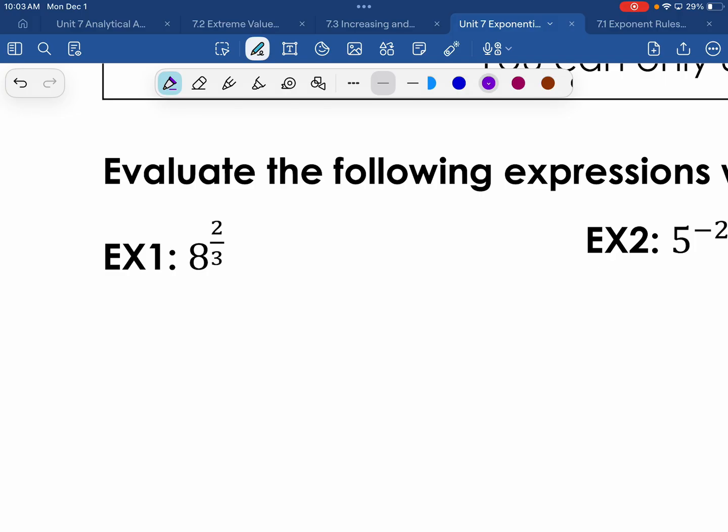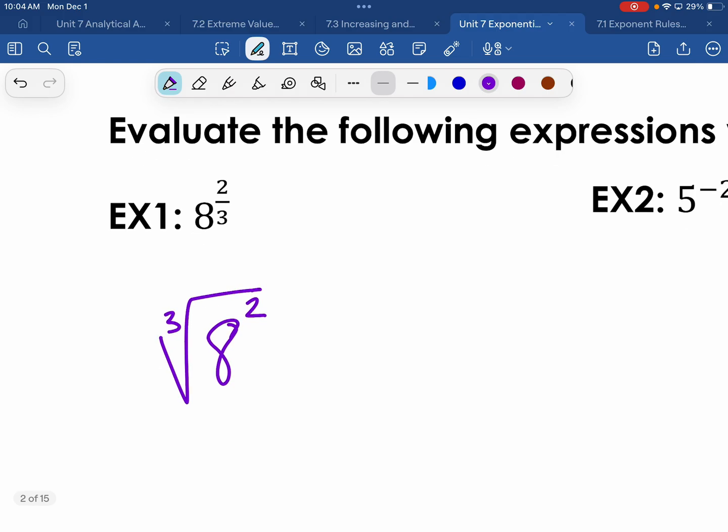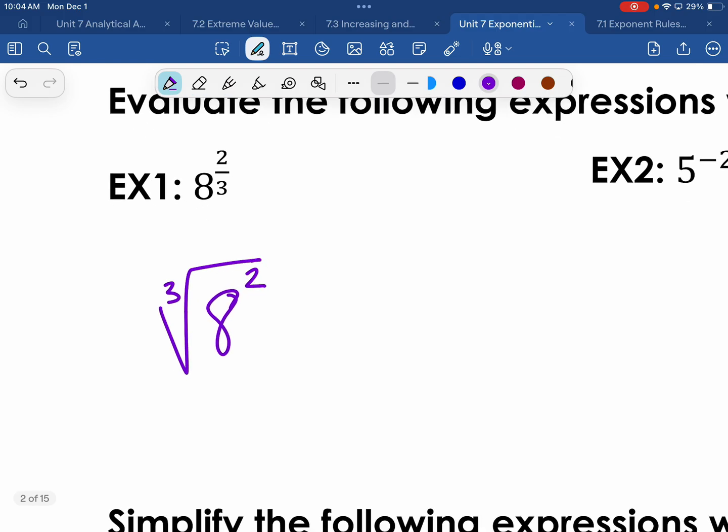All right, 8 to the 2/3. Remember, that is really just a root. So what kind of root? Yep, cube root of 8 squared. All right, so we want to do the root first. It keeps the number smaller. So we'll do the exponent second. It doesn't technically matter, but it helps us keep the number small. So what's the cube root of 8? 2, and then what's 2 squared? 4. So your answer is 4.